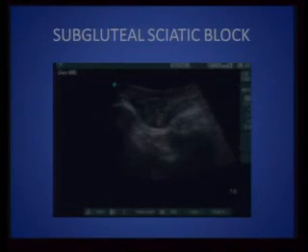Once the local anesthetic is placed, the nerve is actually better defined. Thank you very much.